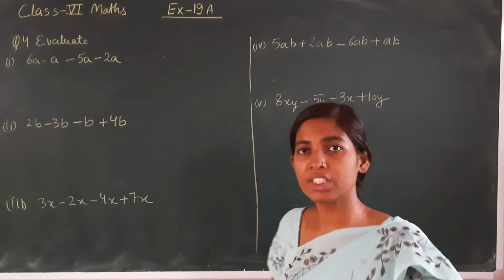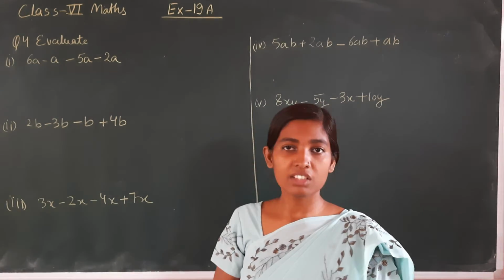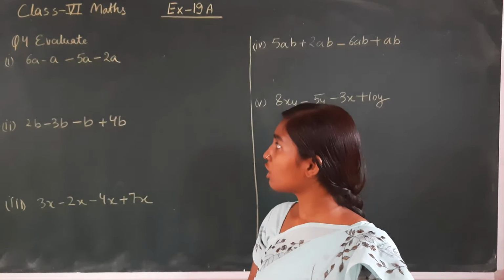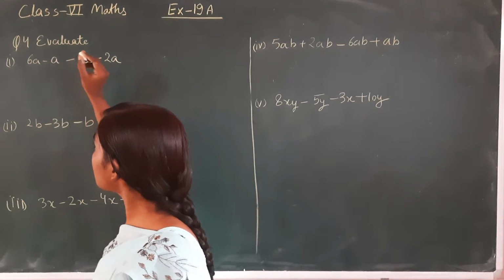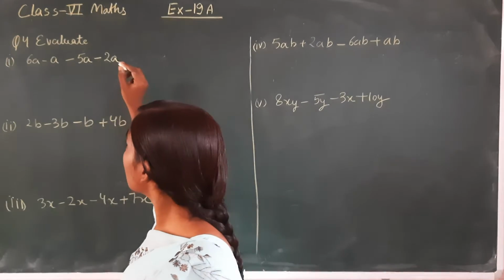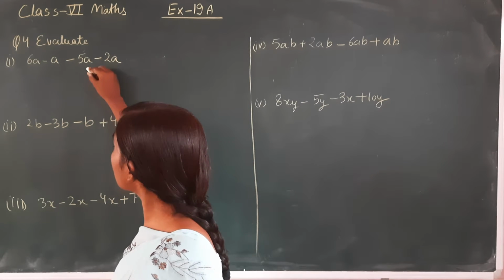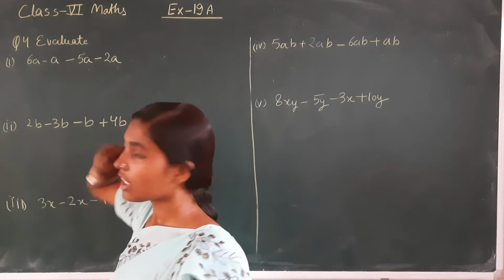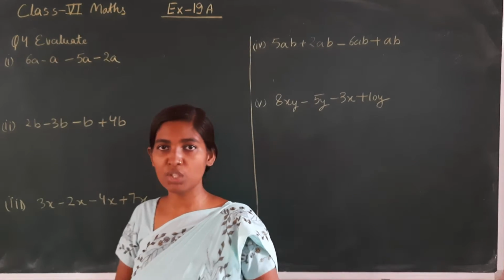In this video we will see class 6 chapter 19 maths question number 4. Here you have to evaluate, which means by doing addition or subtraction, you have to find the value. Here it is given 6a, minus a, minus 5a, minus 2a. Before doing addition or subtraction, find out whether these are like terms or not.